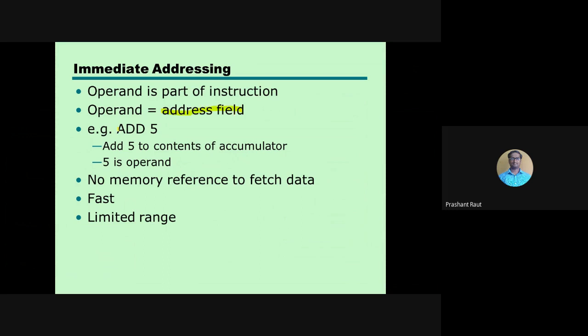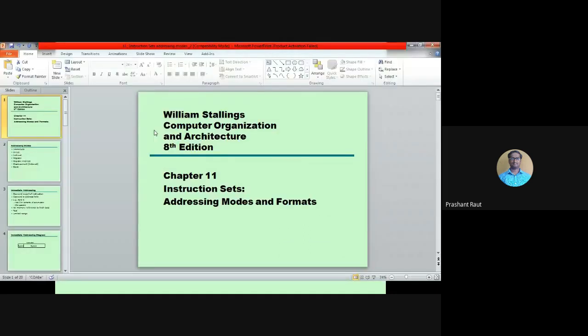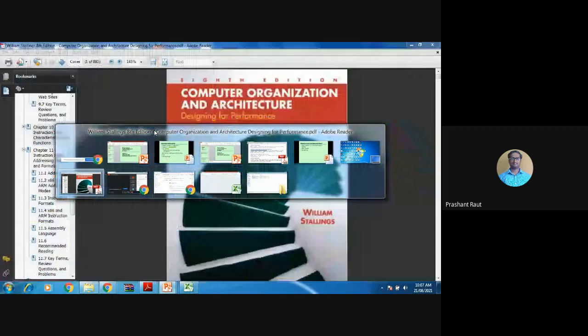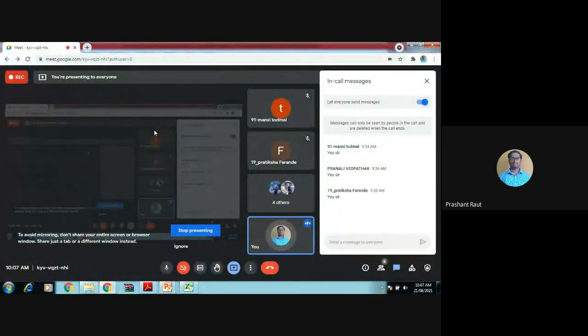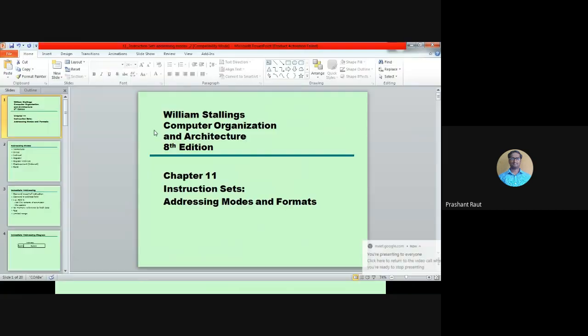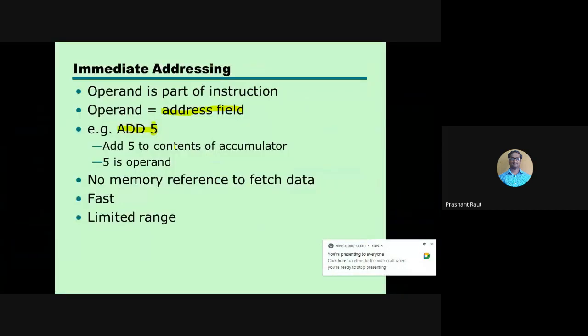Take an example, add 5. What do you want to perform? Addition. Which is the first operand? 5. What will be the second operand? Any guesses? First operand is 5. Now you want to add this 5 to which operand? The second operand is the accumulator. So you will add the content of the accumulator to the 5. This kind of addressing is called immediate, because in the instruction itself you get the operand.